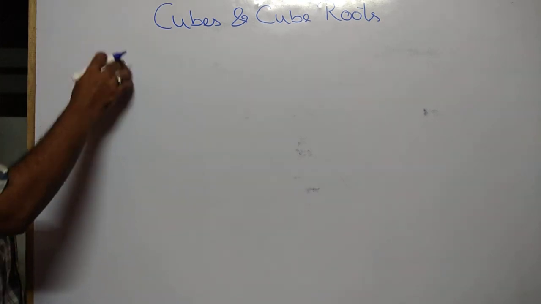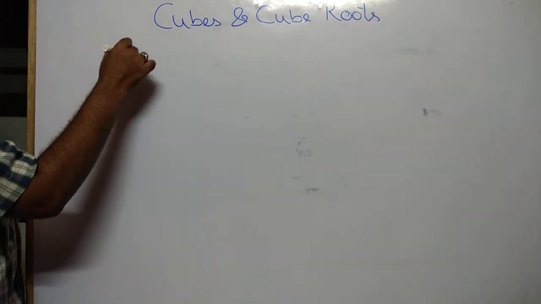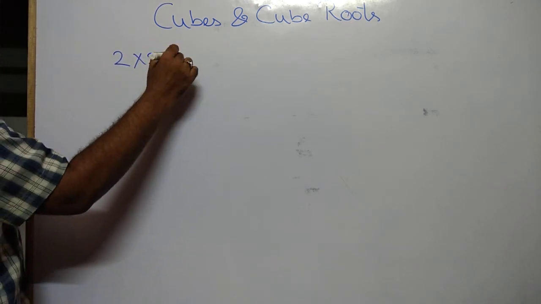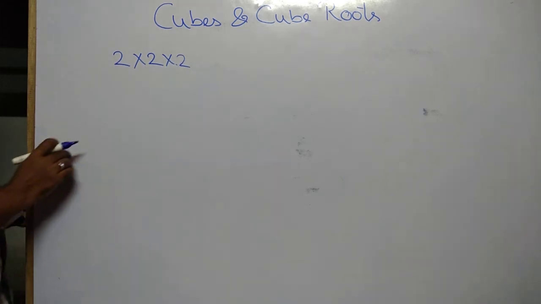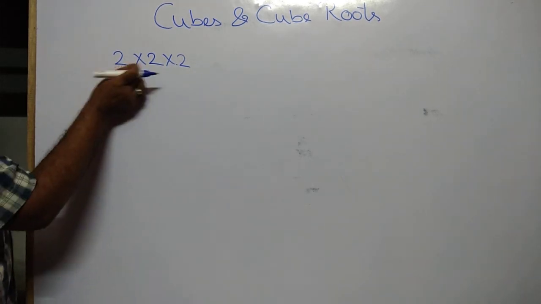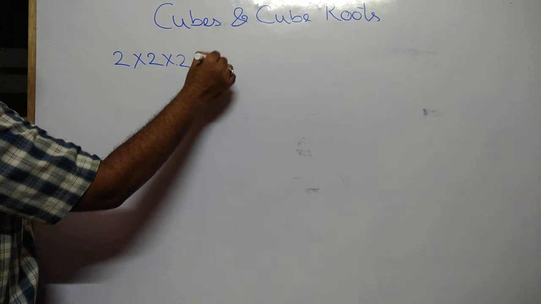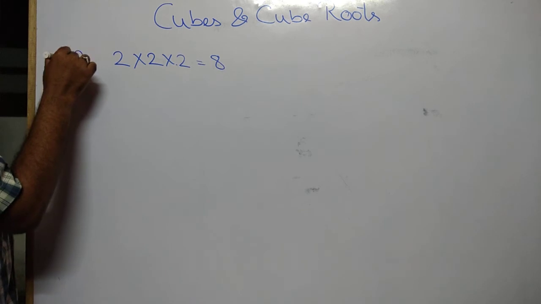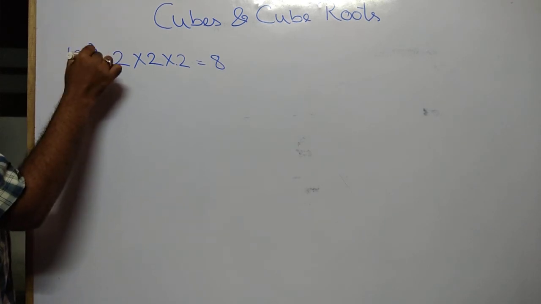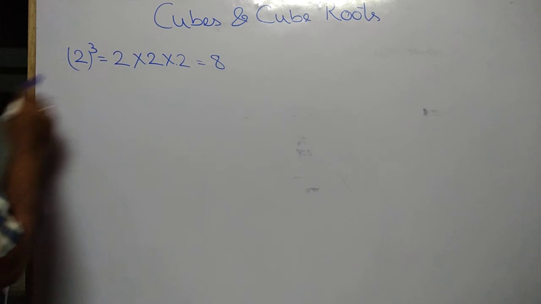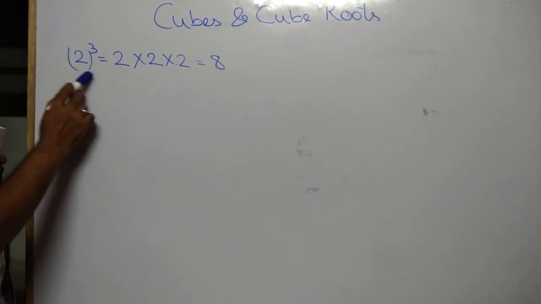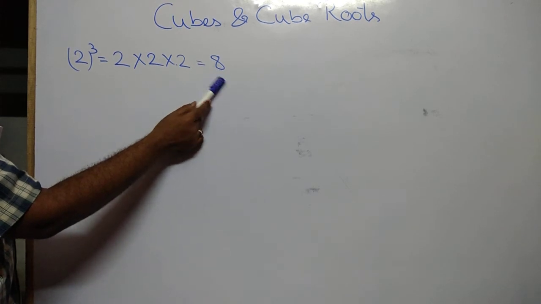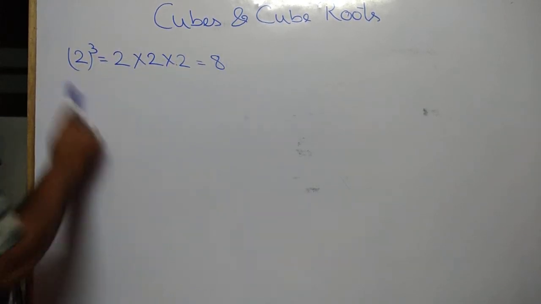If a number, say any number, I am taking 2, is multiplied by itself 3 times, the answer is your cube. That means 2 into 2 into 2 equals 8. So this 8 is the cube of 2. We represent it as 2 to the power 3 equals 8. This says the cube of 2 is 8. So 8 itself is a cube of 2. Hope this concept is clear to you.